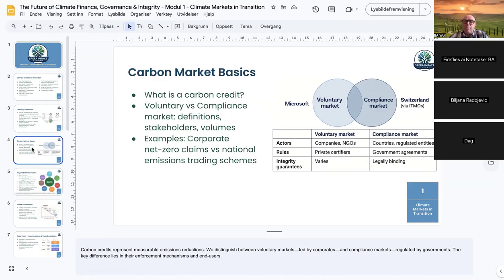If we look at the compliance markets, that's the regulated market. It's countries, it's official entities, there are government agreements, and there are legal bindings. For example, Switzerland is a huge actor in this space. They are part of the Article 6 club with several other countries where they do international transfer of mitigation objects. So we will go more into the depth of this, but the voluntary market, you could say, is the private part, and the compliance market currently is the official or governmental part.